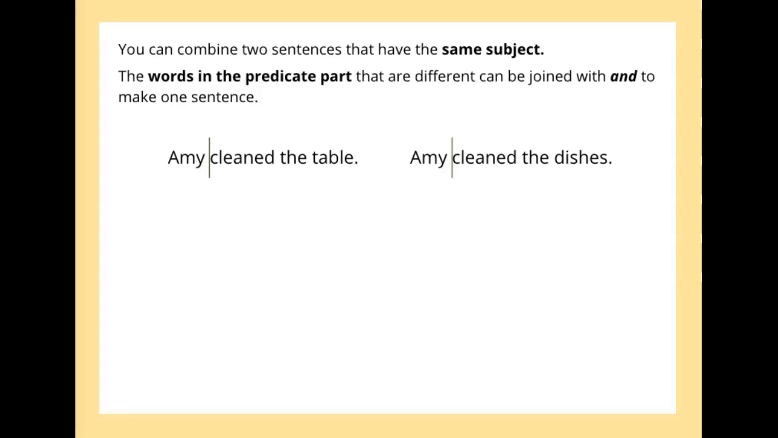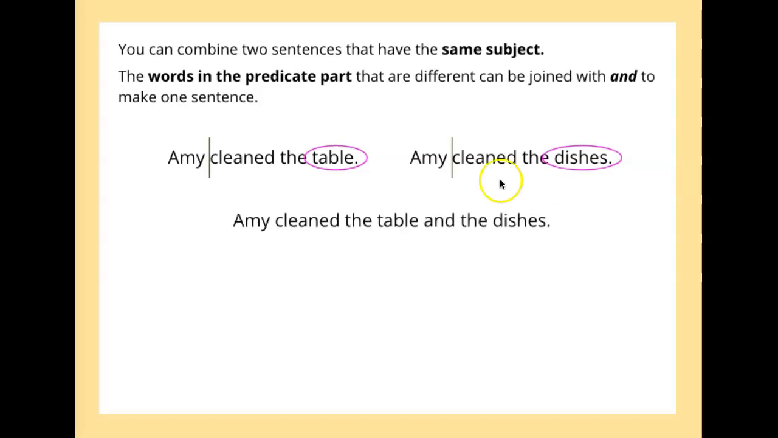Then what words are different in these sentences? The different words are "table" and "dishes." Now what do we do? We can use the word "and" to combine these different words in the predicate part, and that will give us a combined sentence. Amy cleaned the table and the dishes.